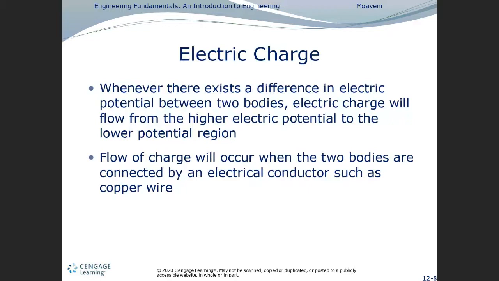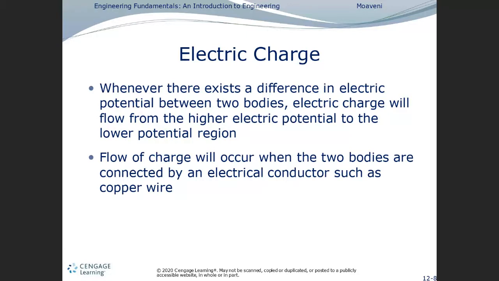Whenever there exists a difference in electric potential between two bodies, an electric charge will flow. Remember this: an electric charge will flow from the higher electric potential to the lower potential region. What does that sound like? It sounds like heat transfer, right? The object with a higher temperature will always flow from a high to a lower temperature region.